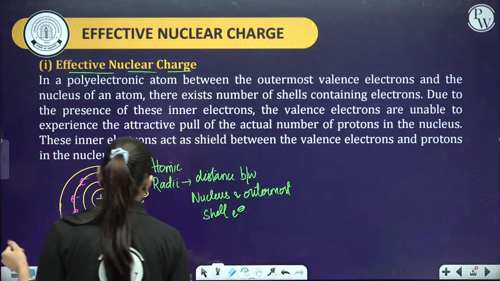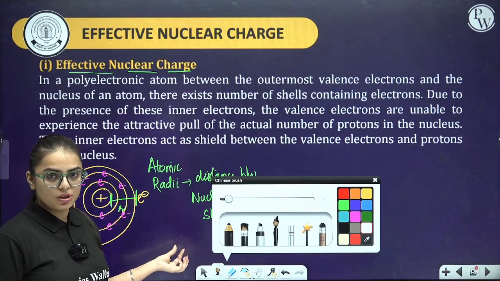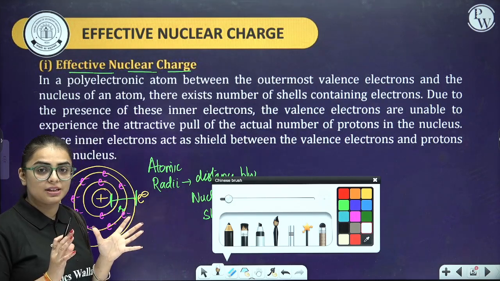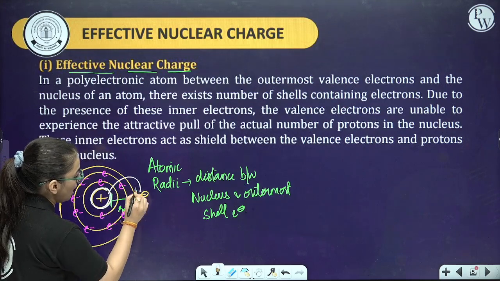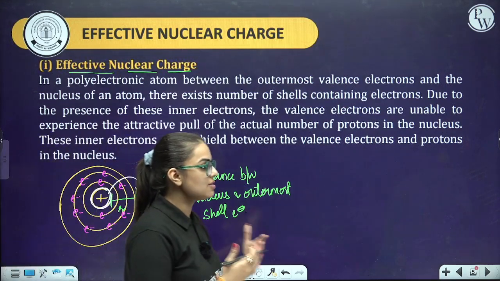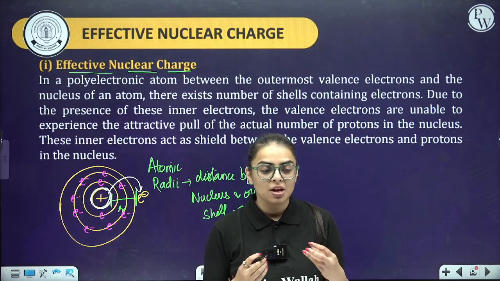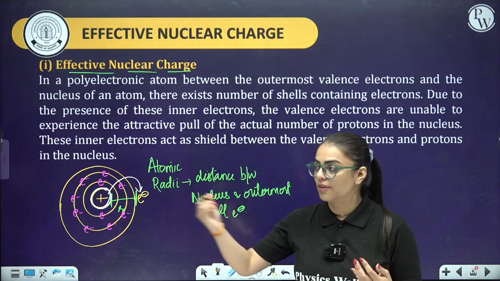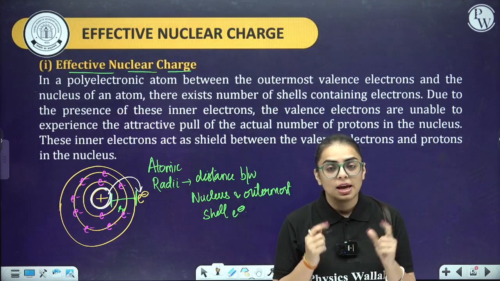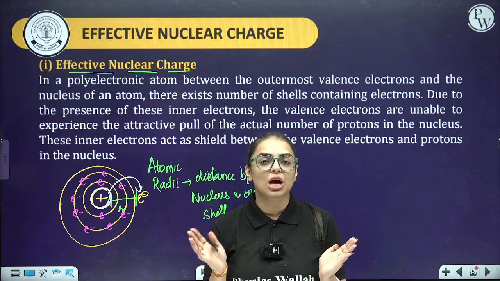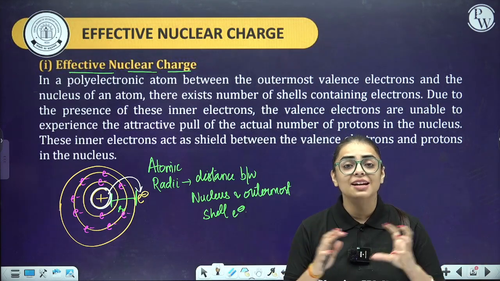So what is happening over here? I said atomic radii is the distance between the nucleus and the outermost shell electron. What is effective nuclear charge? The charge exhibited by the nucleus on the outermost electron. For example, if I am a positively charged species, I will be attracting a negatively charged species. If I am a negatively charged species, I will be attracting a positive one. Why? Because unlike charges, that means opposite charges, attract each other. Like charges will repel each other. Positive will repel positive, negative will repel negative.